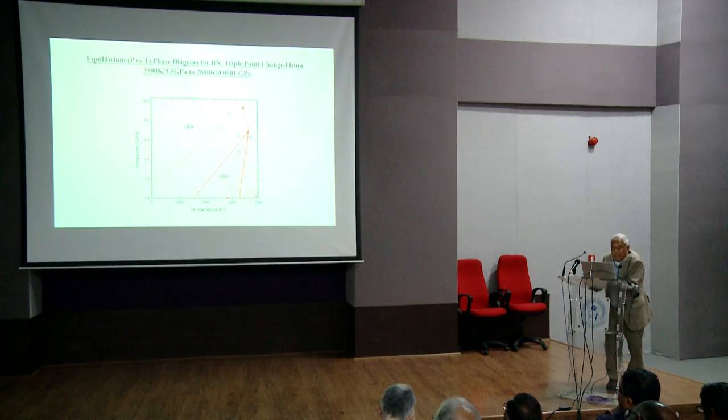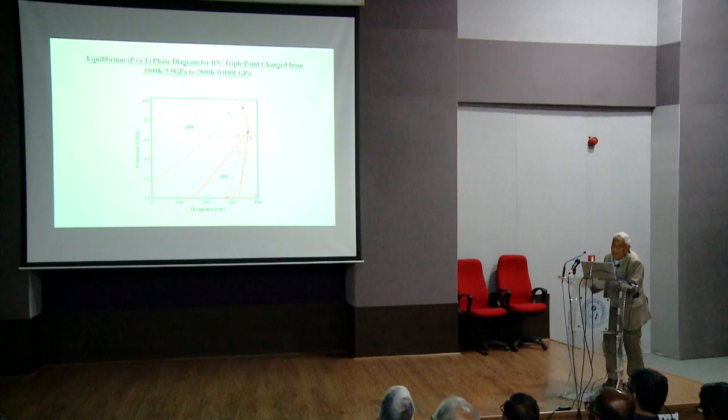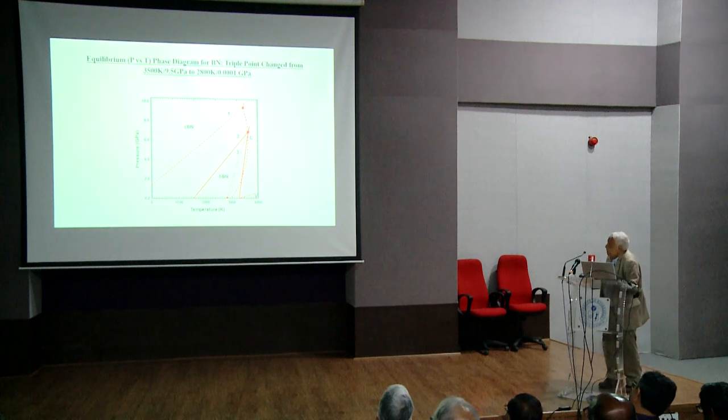You can do the same thing in BN. BN is more interesting than diamond because boron oxide, like silicon oxide, acts as a gate insulator. So combining carbon, diamond, and CBN is very powerful. That's the way, the future.